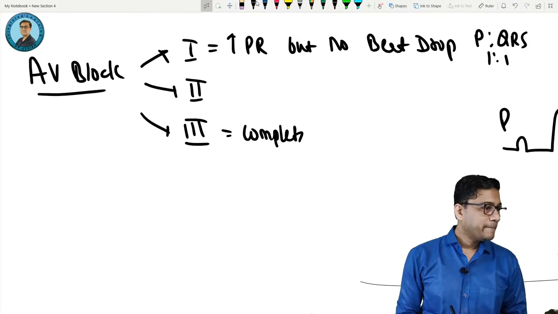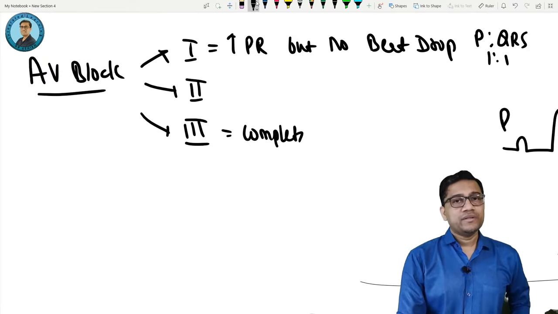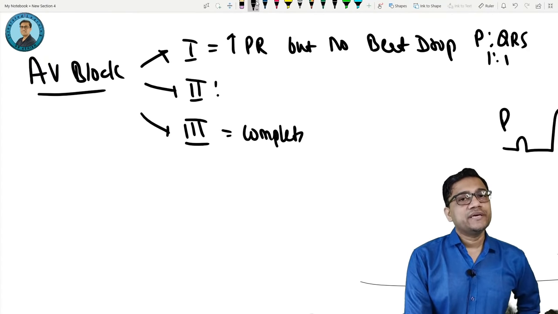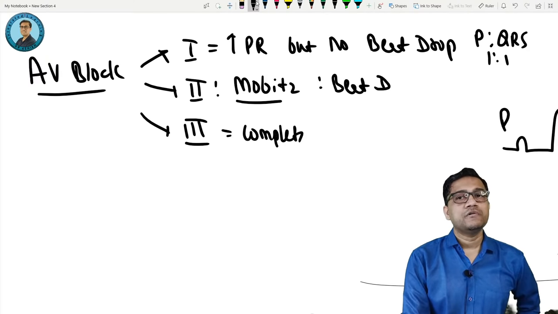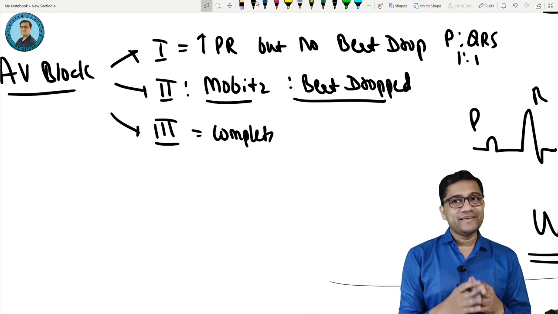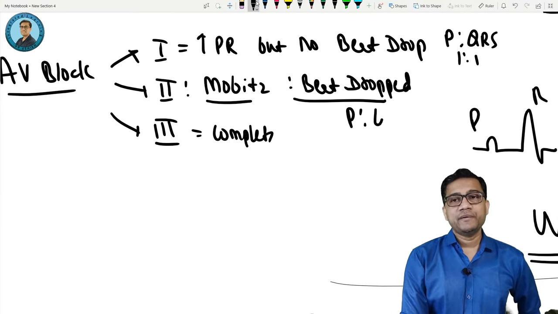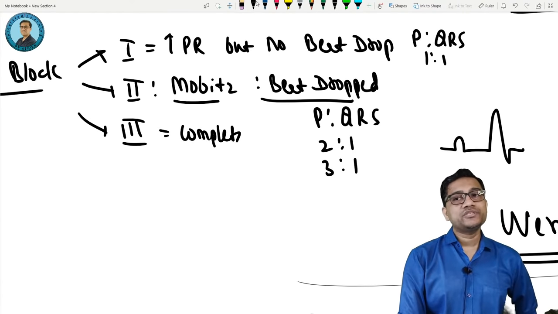Okay, fine. So that's the case. In this case, it is what? There is Mobitz. What happens? The beat is dropped. Are you clear? So in this, the beat is dropped. So what happens? The P by QRS is either 2:1 or 3:1. Are you clear now? So that is Mobitz II, clear?